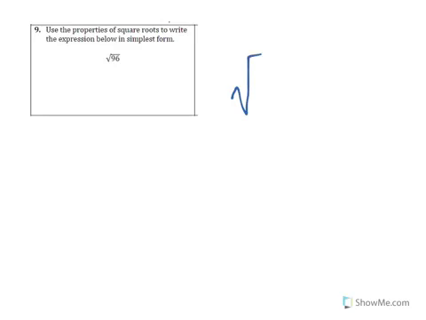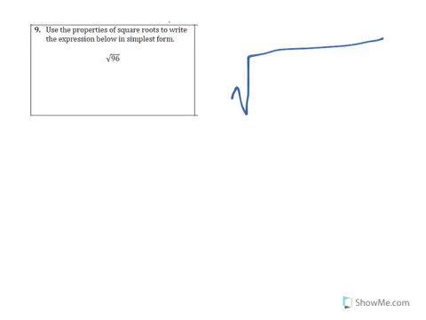So, first thing I want to do here is break up 96. The reason why I want to break it up is to see if it has any perfect squares in it. Does it have any perfect squares in it? I don't know if it does, but let's see. I'm thinking that it does.